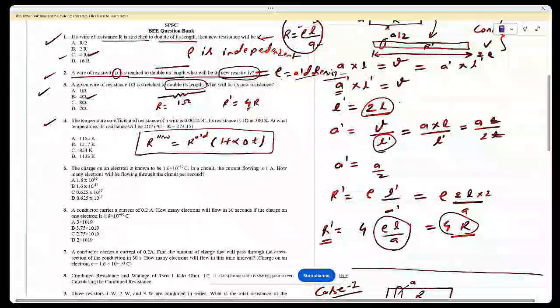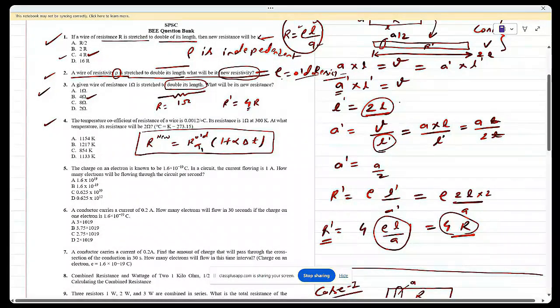Let's say this R old is at temperature T1 and this R new is at temperature T2. So what is the difference in temperature? The difference in temperature is T2 minus T1. What is this alpha? Alpha is equal to the temperature coefficient of resistance. So now put the value of alpha and delta T in this question.